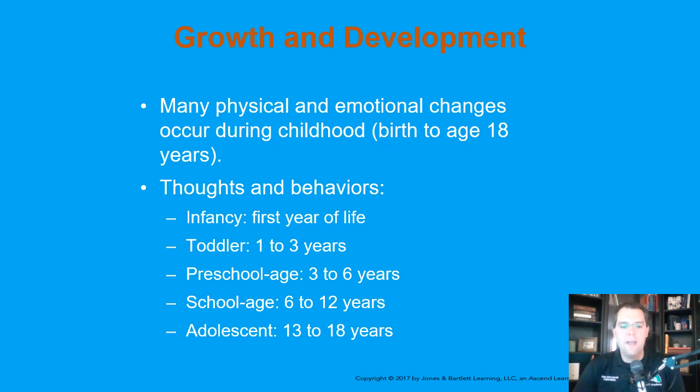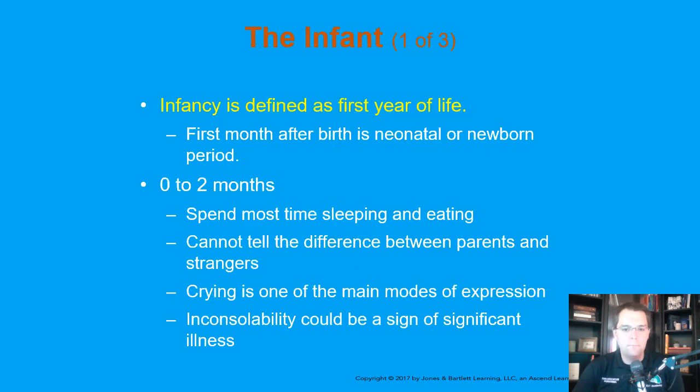So here are the age ranges that we're going to look at: infants, toddlers, preschool age, school age, and adolescence. And we're going to go through each one of those individually. All throughout these age ranges, there are major physical and emotional changes that are taking place, and we'll talk about some of those.